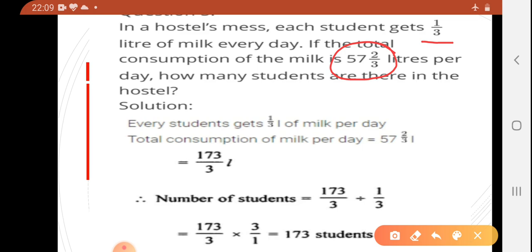Here it is asked how many students are there. So from the big amount, 57 whole 2 upon 3, divided by 1 upon 3. We will change the mixed fraction into improper, and then we will solve it.